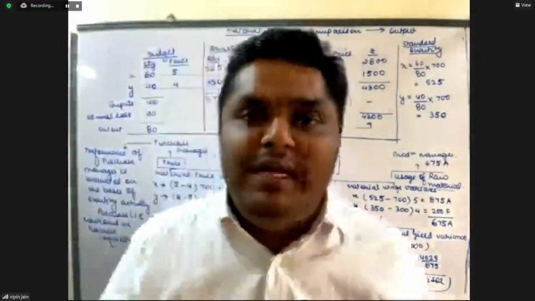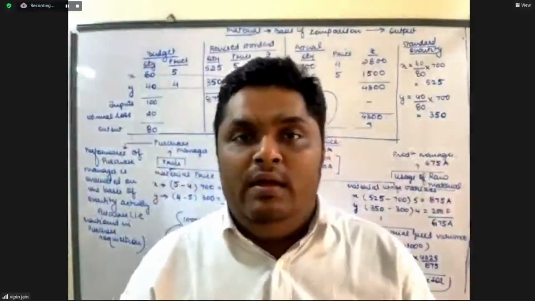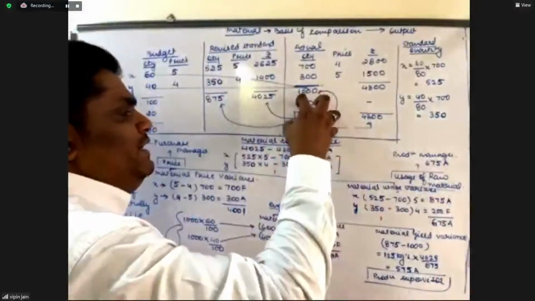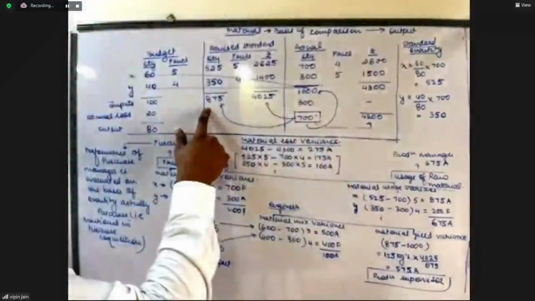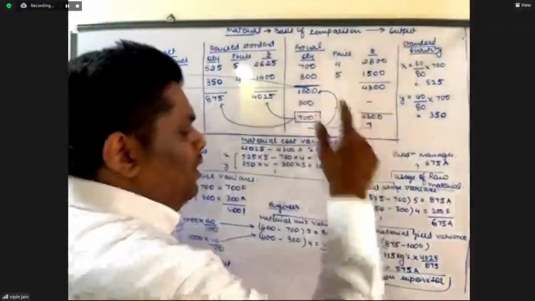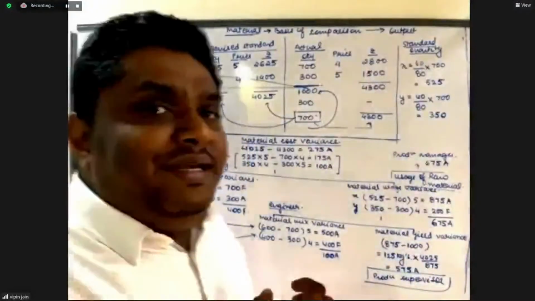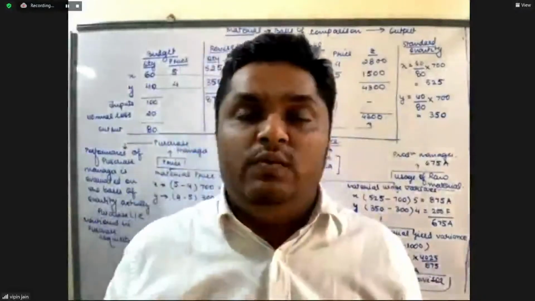Further, when talking about yield variance, it represents how much output came from our input. So herein, my actual output is 700. This output should have come from how many inputs? 875 inputs. But to manufacture these 700 units, how much quantity was actually consumed? 1000 kgs were actually consumed. That is how much extra it was consumed. 125 kgs extra it was consumed.